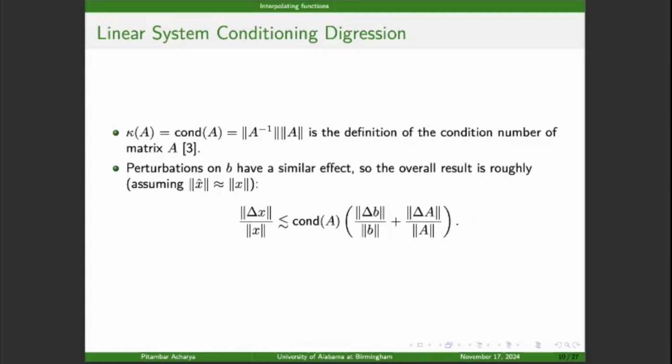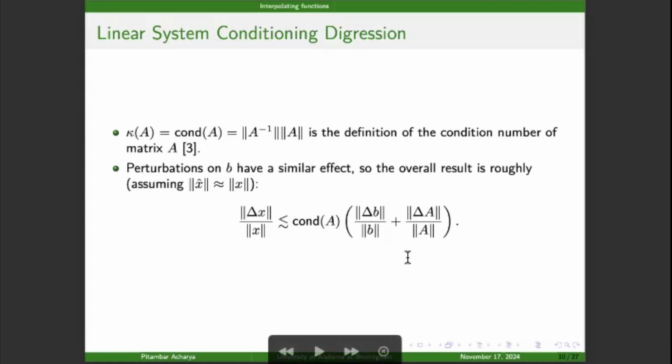So the norm of A inverse and the norm of A, when we take the product of these two quantities, we'll get a number. That number is known as the condition number. A perturbation on B also has a similar effect. So overall, the result is roughly this relation: delta X over X is less than or equal to the condition number of A multiplied by this quantity.